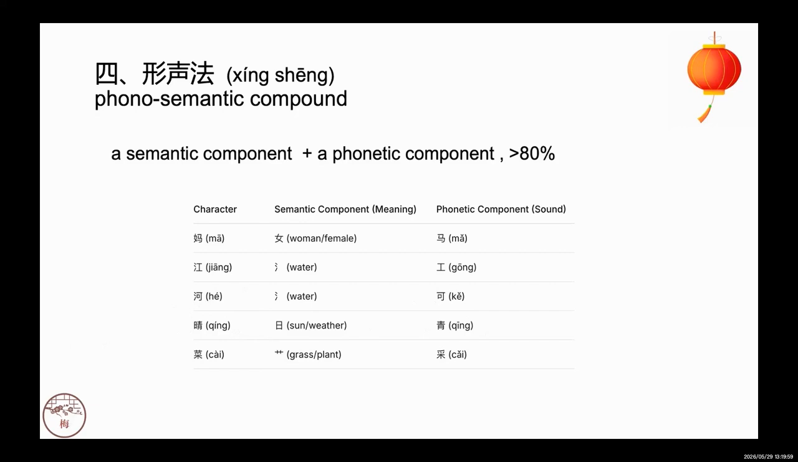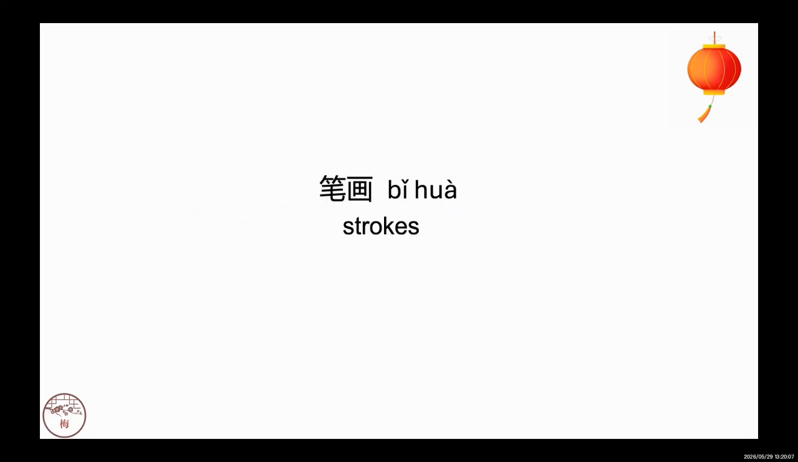So this is the fourth method of forming a Chinese character, phonosemantic compound. Now, this is the second part of today's class. The writing, strokes, 笔画, 笔画, strokes. How do we write a Chinese character?